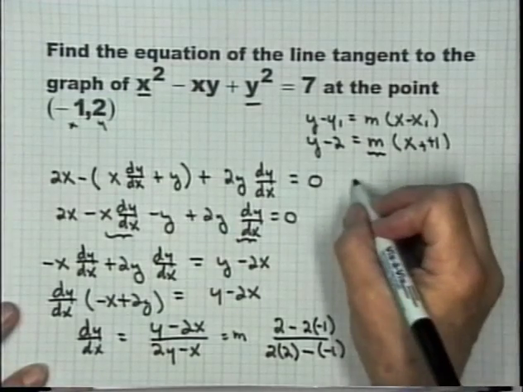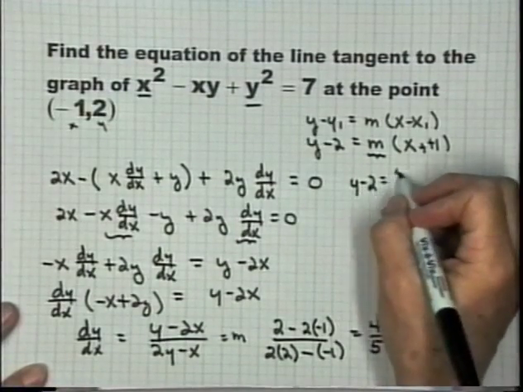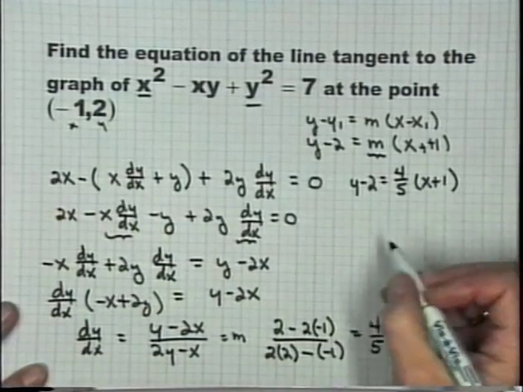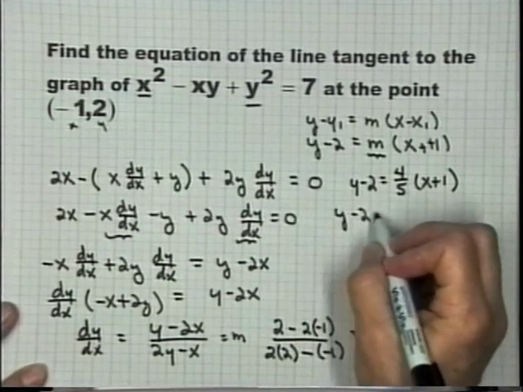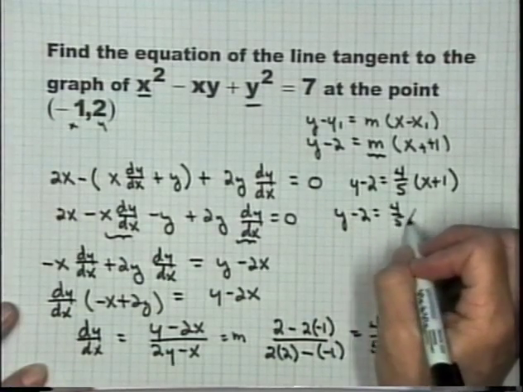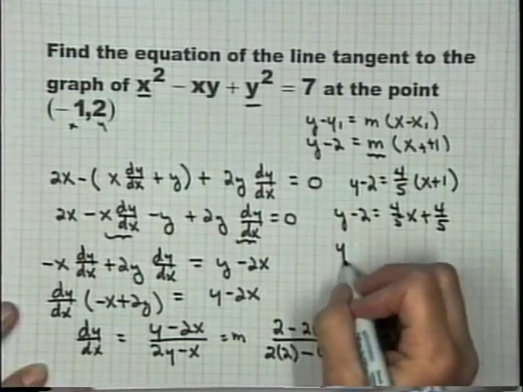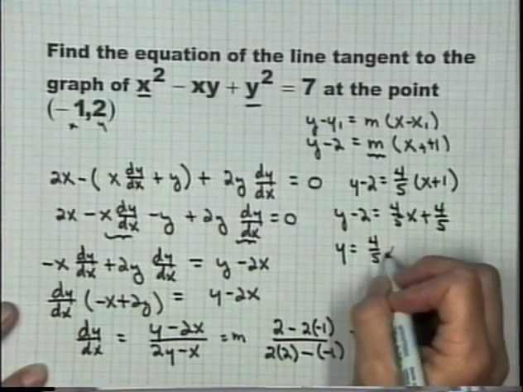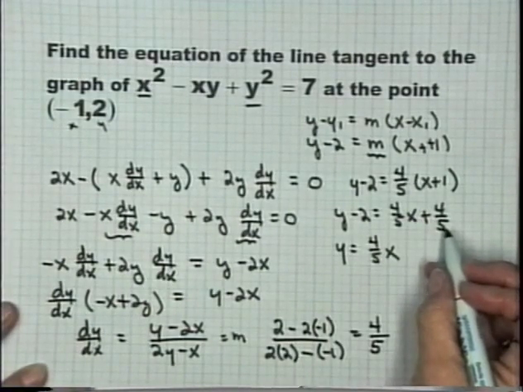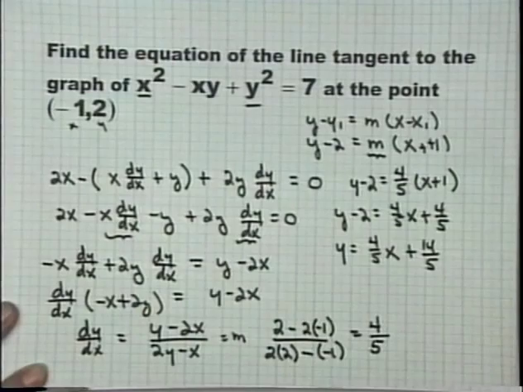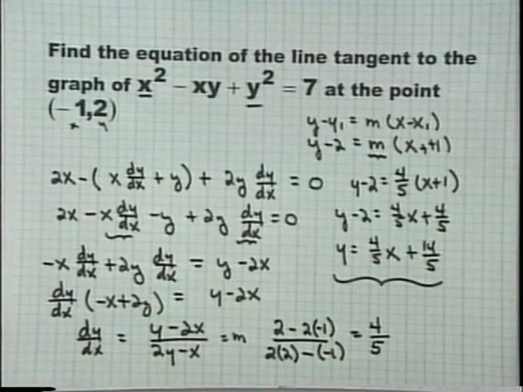We're going to bring that up to our equation here. y minus 2 equals 4/5 times x plus 1. I think I'm just going to go ahead and put this in slope-intercept form. So I'll distribute the 4/5. So 4/5 x plus 4/5. Now I'm going to add the 2. So y equals 4/5 x, and since I'm adding 2 to this, 2 is 10/5, so that would be 14/5 when I add them together. So this would be the equation of the tangent line at the point negative 1, 2.